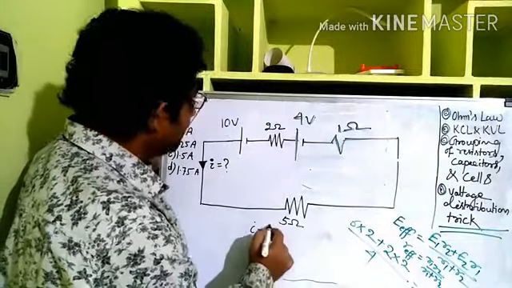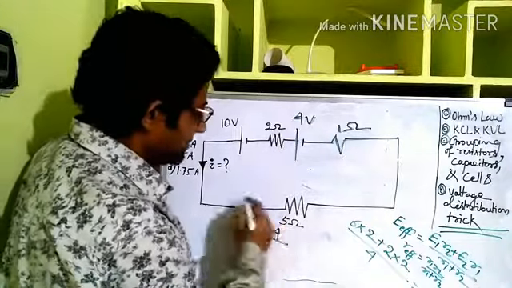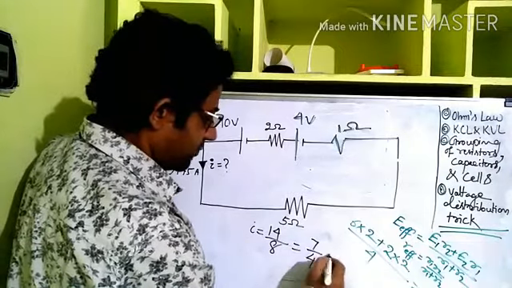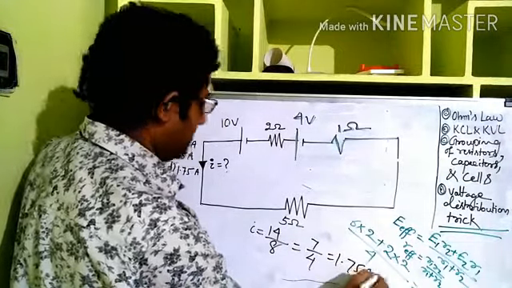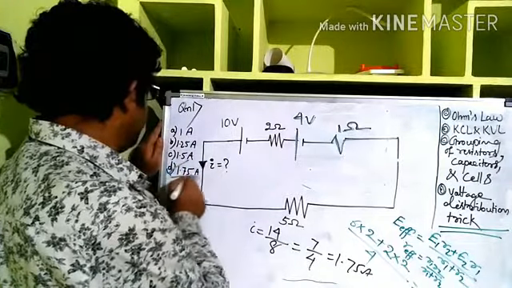I is equal to 14, total voltage, divided by total resistance, which is 8, is equal to how much? 7 by 4 is equal to 1.75. So the correct answer is this, D.